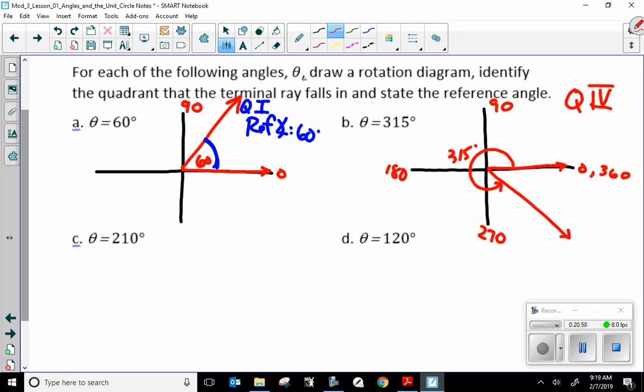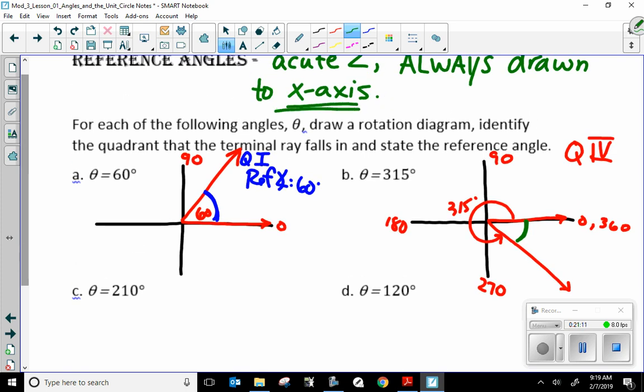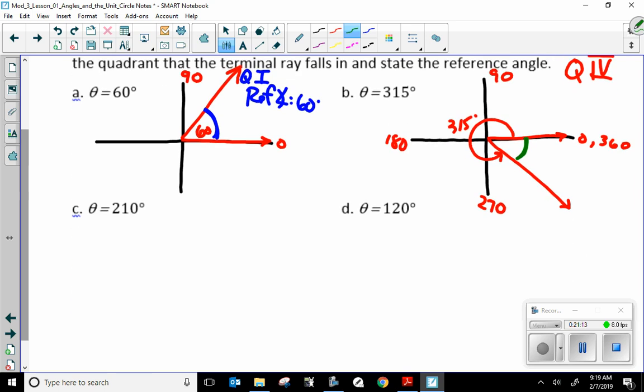My reference angle is the angle I draw between my terminal side and the x-axis. Let me stress that again. The x-axis. Okay? If you didn't know, this is your x-axis right there. So, how do I know that'd be 45 degrees? Because if I add 45 to 315, I get to my 360.